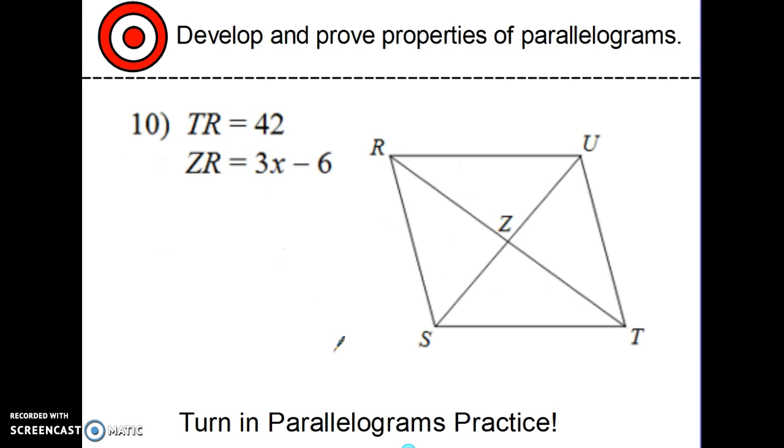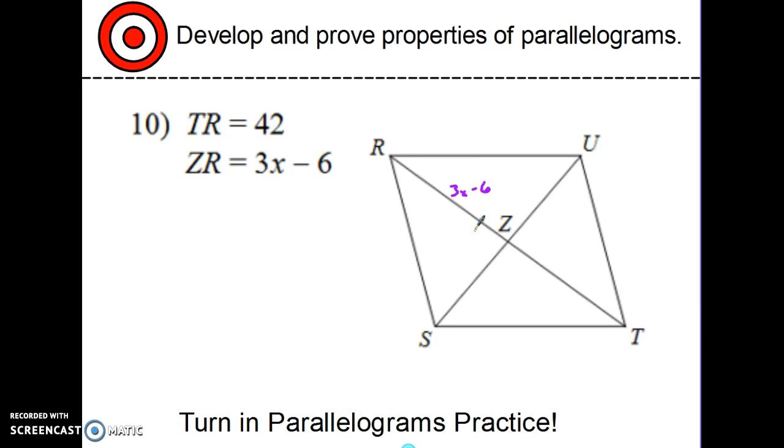All right, last but not least, let's do number 10 here. So TR equals 42. So that's this entire diagonal equals 42. ZR is 3x minus 6. First things first. Are those two equal to each other? No. ZR is clearly much shorter than TR.